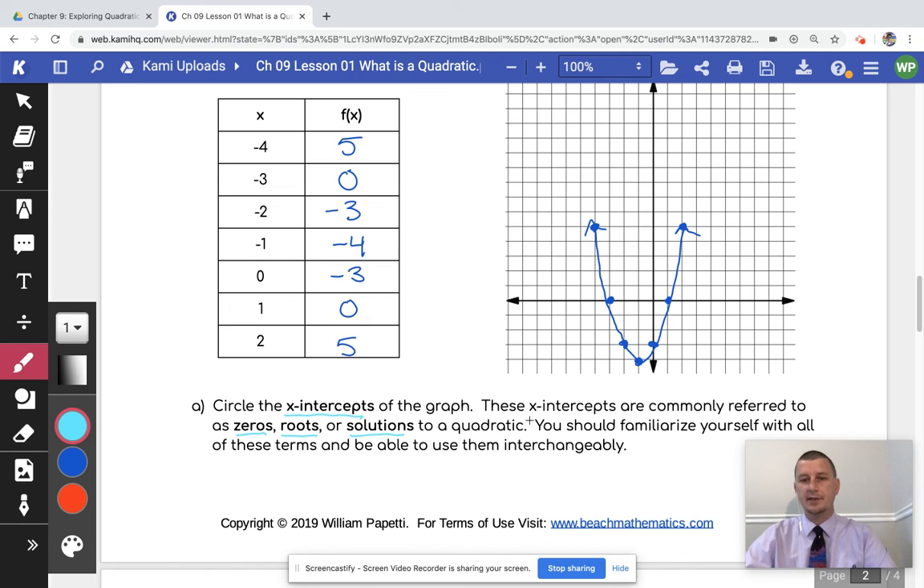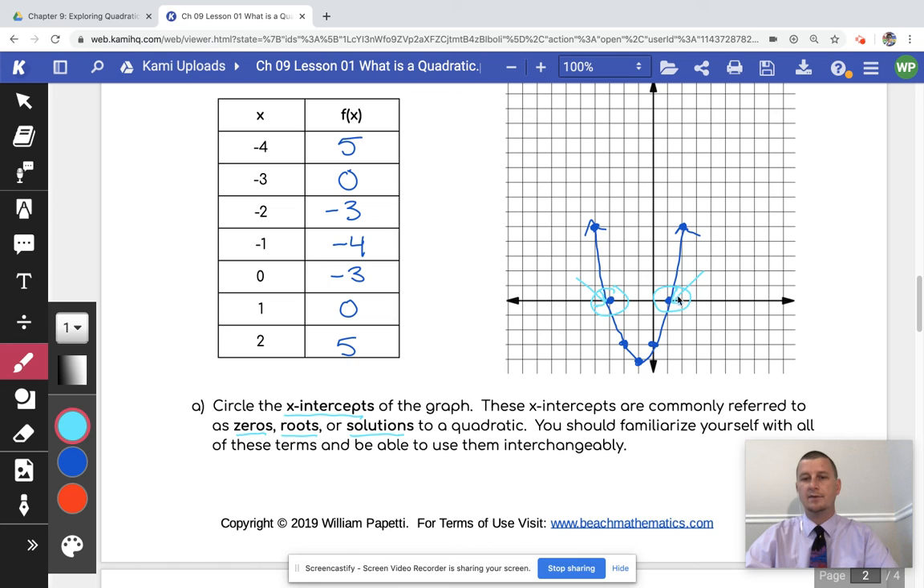So how many places do you see this graph crossing the x-axis? And I see 1, 2. So we're going to circle those 2 spots right there. And those 2 things right there are called our x-intercepts. But they could also be referred to as the zeros of the parabola. They could also be referred to as the roots of the parabola, or even sometimes the solutions of the parabola.